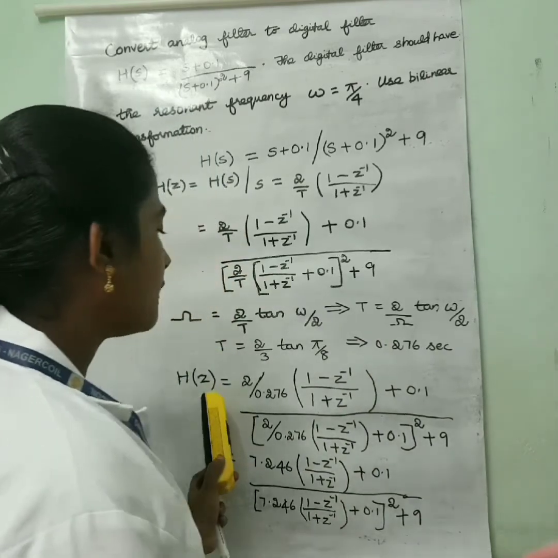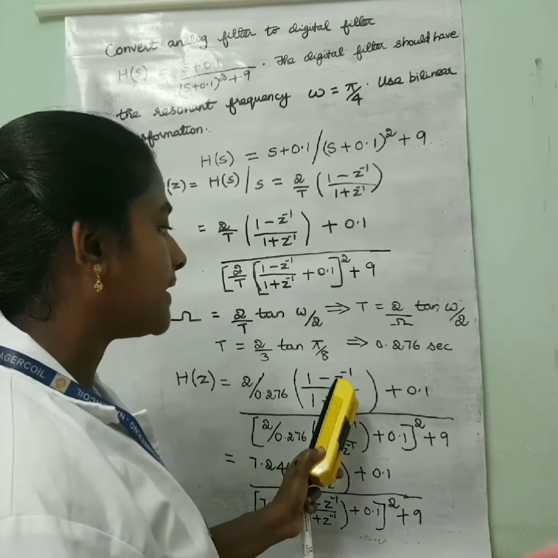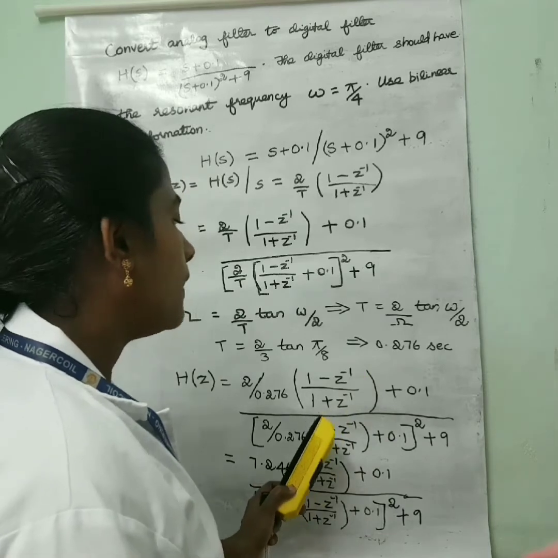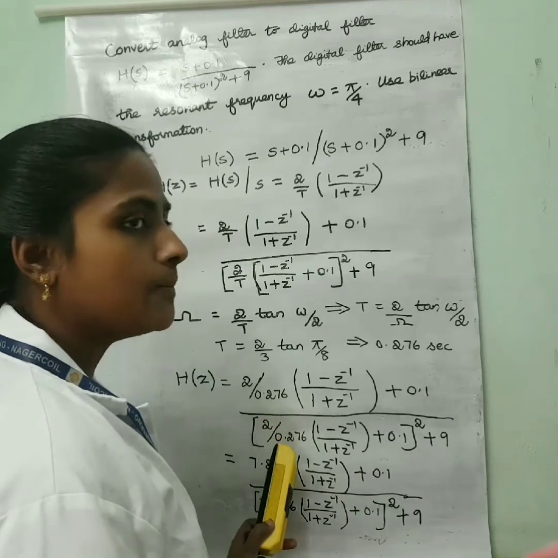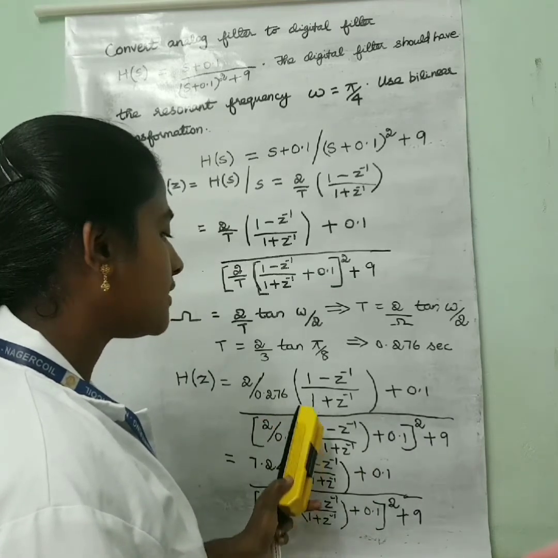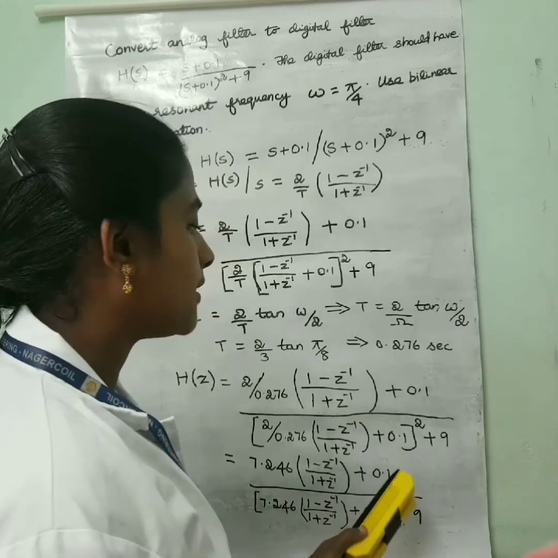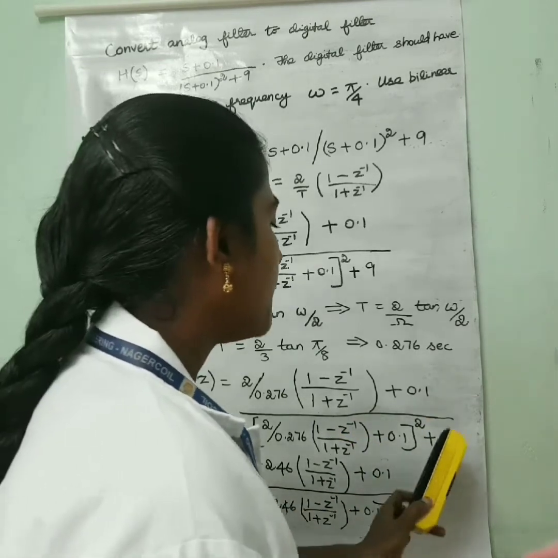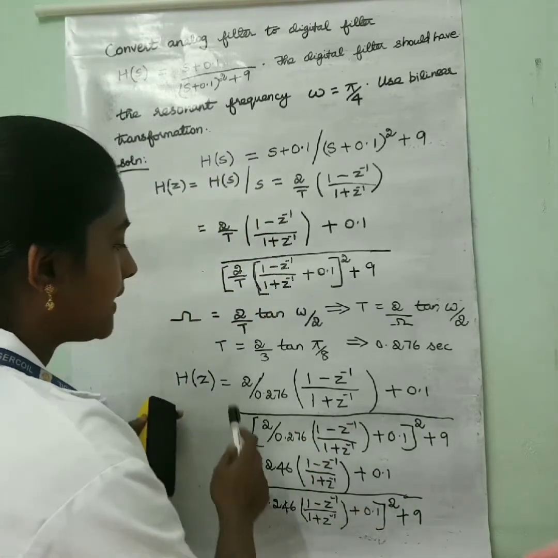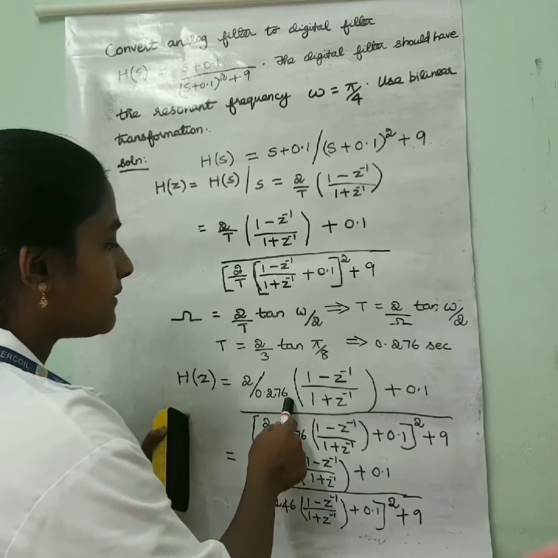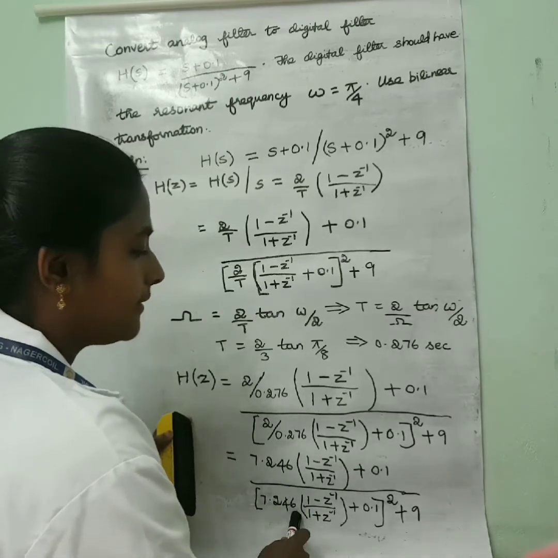Now you substitute this value in the equation for H(z). So you will get H(z) equal to ((2 by 0.276 into (1 minus z power minus 1) divided by (1 plus z power minus 1)) plus 0.1) divided by ((2 by 0.276 into (1 minus z power minus 1) divided by (1 plus z power minus 1) plus 0.1) the whole square plus 9). Now you can evaluate, that is 2 by 0.276 is equal to 7.246. So you put that value.